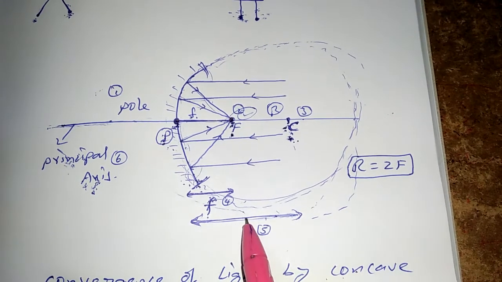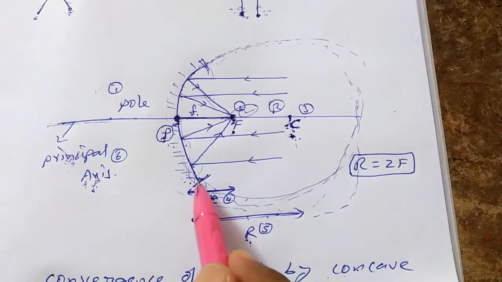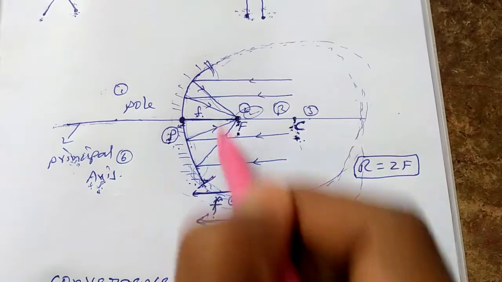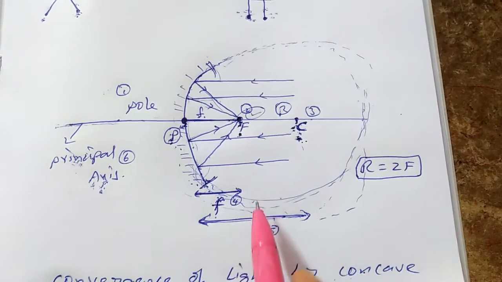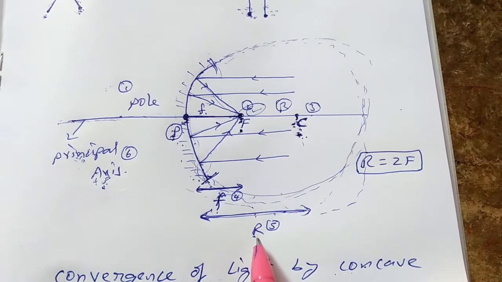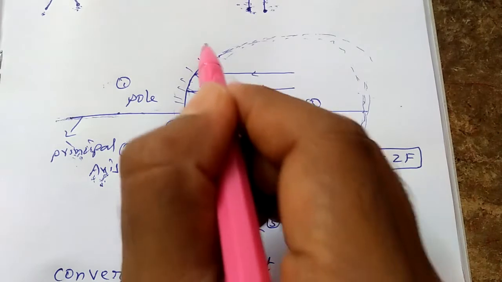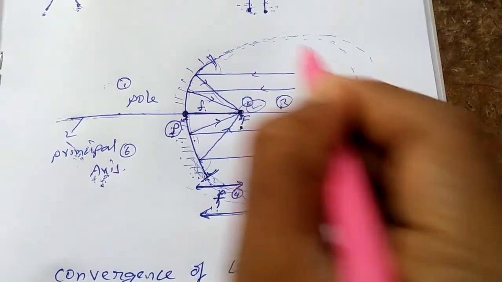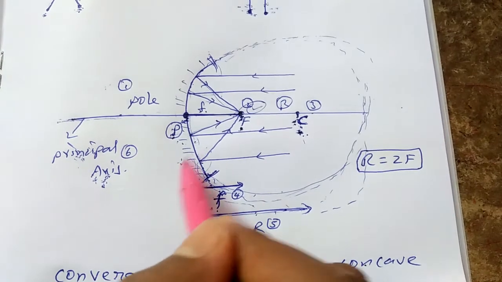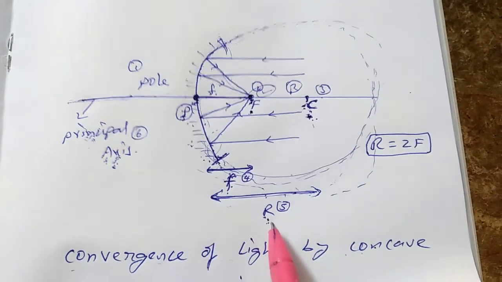Radius means whose radius? This radius means the radius of the sphere of which the mirror is a part. So the different definition of radius of curvature is the radius of a sphere of which a mirror is a part. Okay. So like this we can define the radius of curvature.